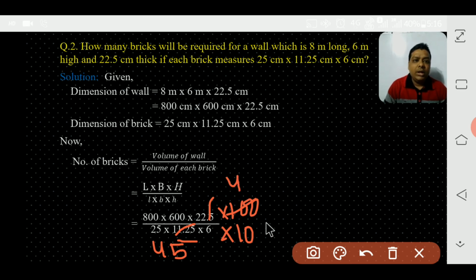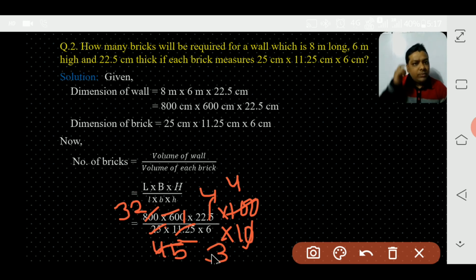Okay. Now 10 and 10 cancel. Both are divisible by 15, you can see. So 15 times 4 is 60, and 15 times 3 is 45. Here also 25. Let's directly divide 800 by 25. So 25 times 3 is 75, 25 times 2 is 50. Okay. Now what is left downside? It is only 3. Okay.